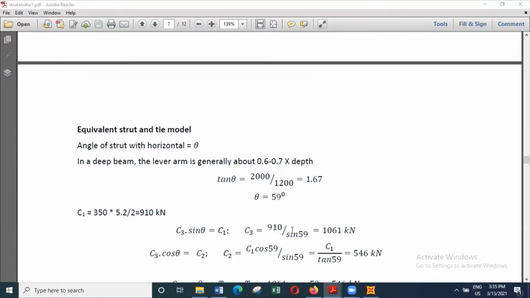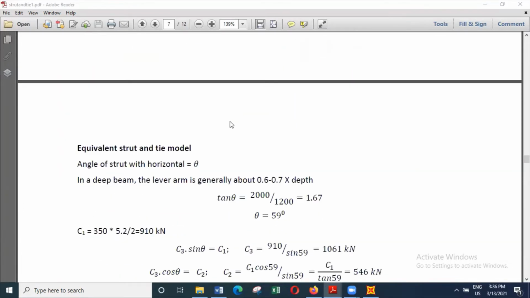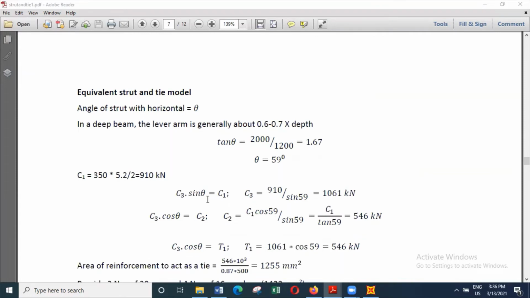So always you have to keep in mind, we are resisting the vertical load by using the force in the strut. So the force in the strut should be higher than the vertical load that we are resisting. So the vertical load of some magnitude is resisted by the force in an inclined strut. So the force in the inclined strut should be higher than the vertical force that we are resisting. So you will get 1061 kilonewtons as the force C3.